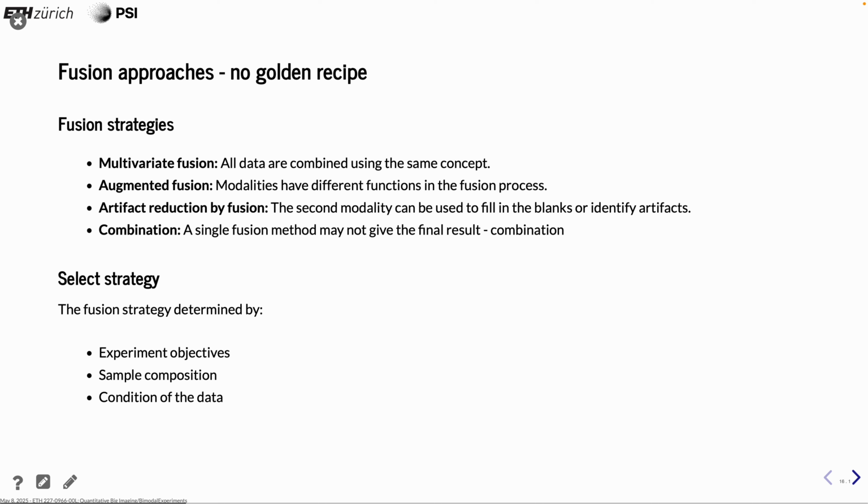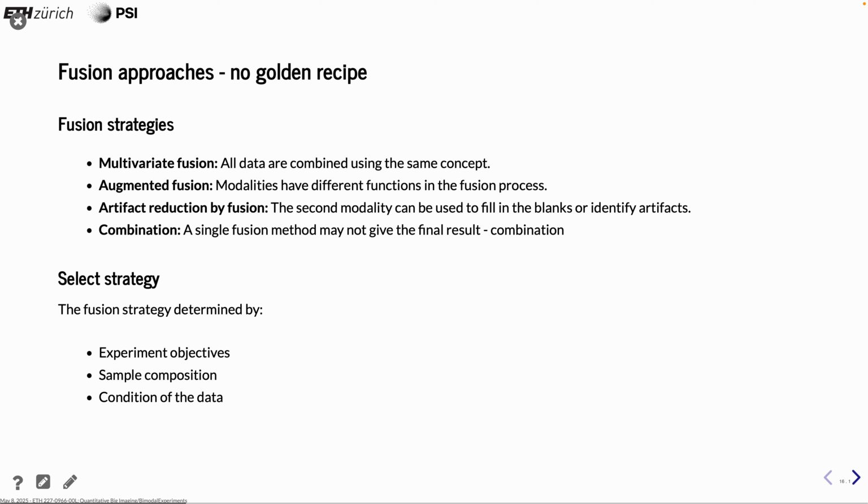And when you go into fusion, there is no golden recipe. One way does not do everything, as you have also probably already noticed in image processing in general. And here we can look into different strategies. So for example, multivariate fusion, where you actually take it pixel-wise or at least spatially compare the data using the same kind of concept. It can be segmentation methods or estimation.